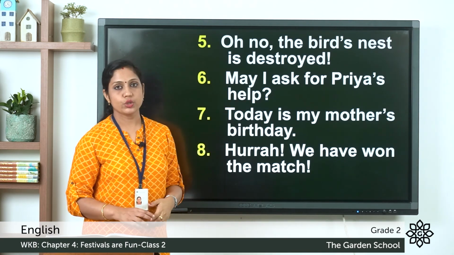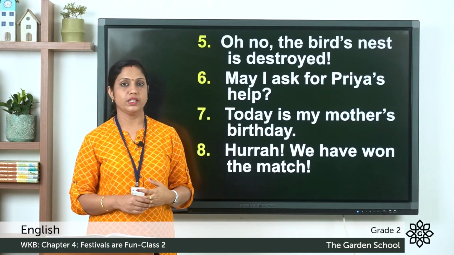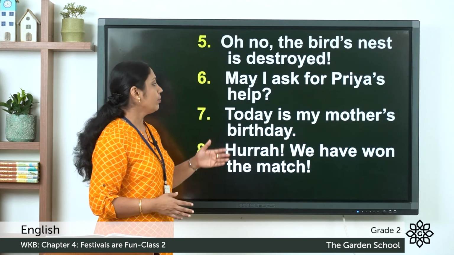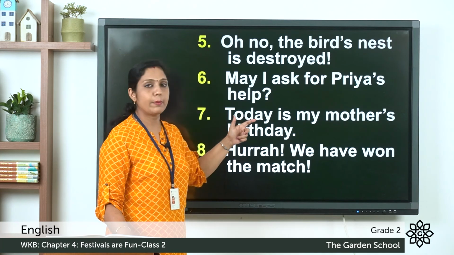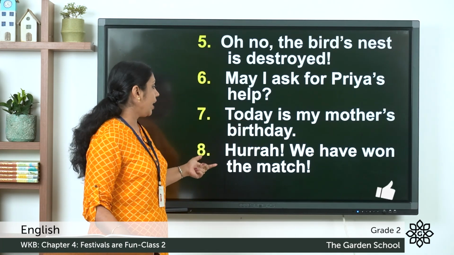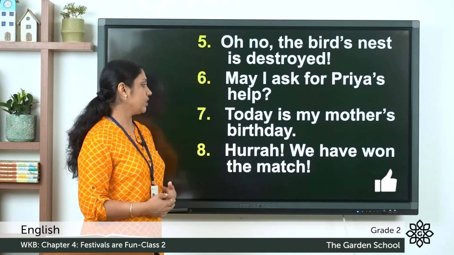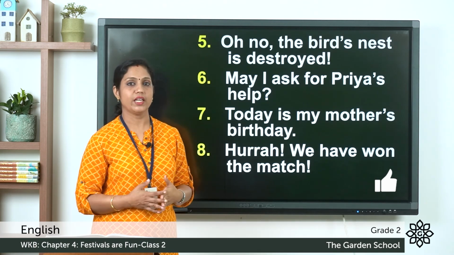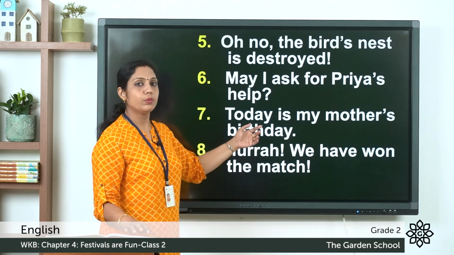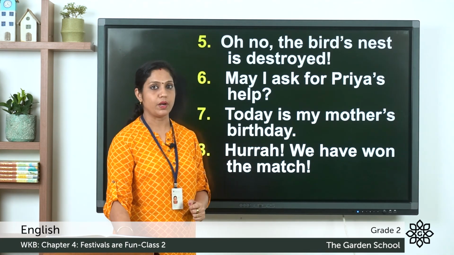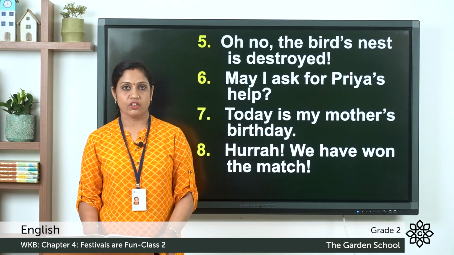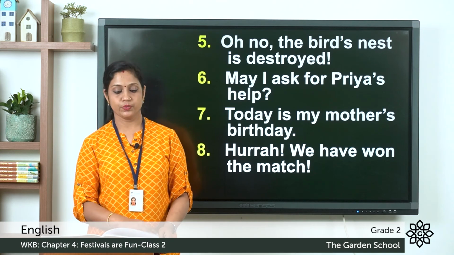Seventh one, today is my mother's birthday. So that is a sentence. But after mother, you have to put an apostrophe. Mother's. Today is my mother's birthday. Eighth one, hooray, we have won the match. That is also a feeling being expressed. And after hooray, put an exclamation mark. We have won the match. And again an exclamation mark. Now let's move on to our next page.